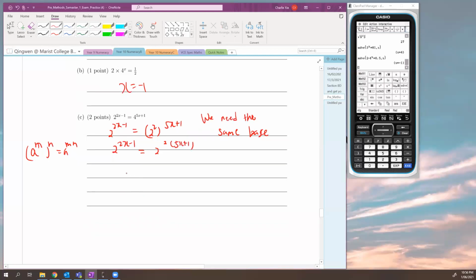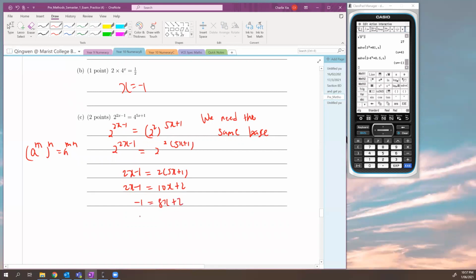And now we can equate the indexes. So equating the indexes, 2x minus 1 is going to be equal to 2 times brackets 5x plus 1. Expanding it, 2 times 5x is 10x, plus 2. Let's solve this equation. Take away 2x from both sides. I have -1 is equal to 8x plus 2.